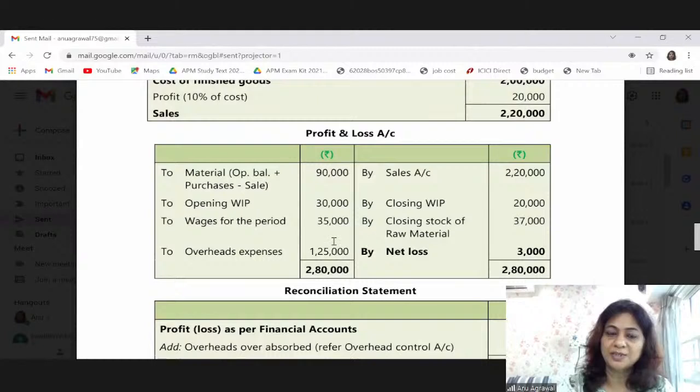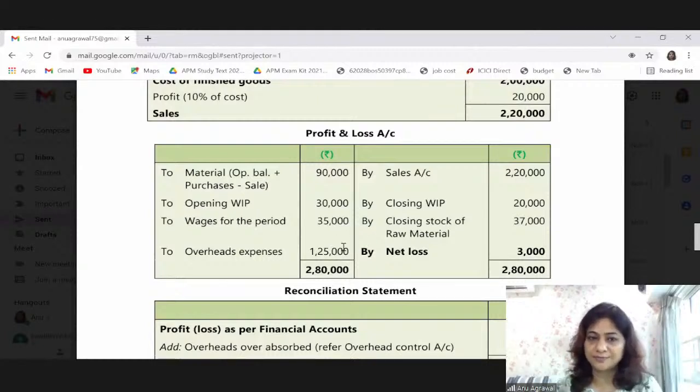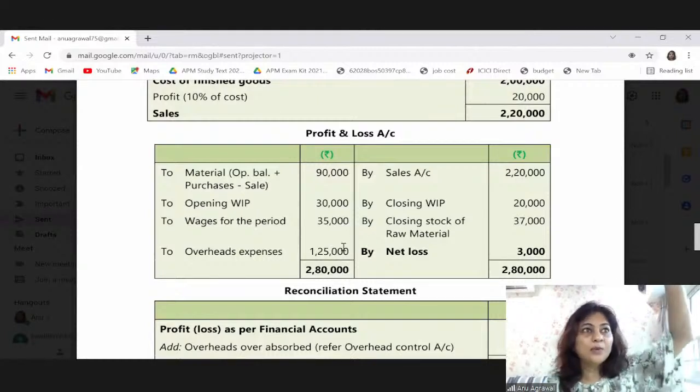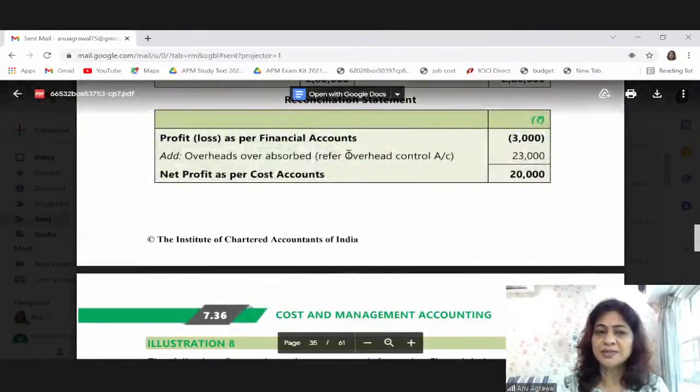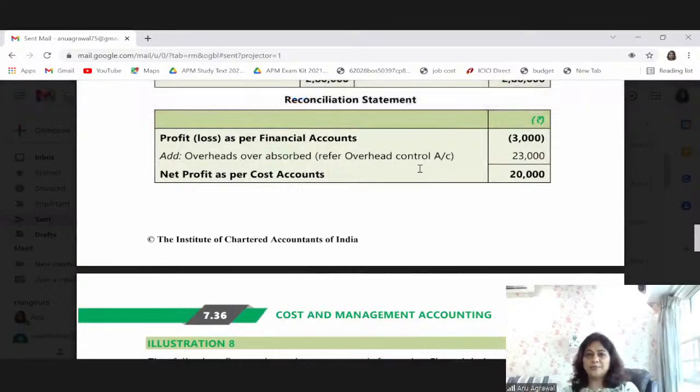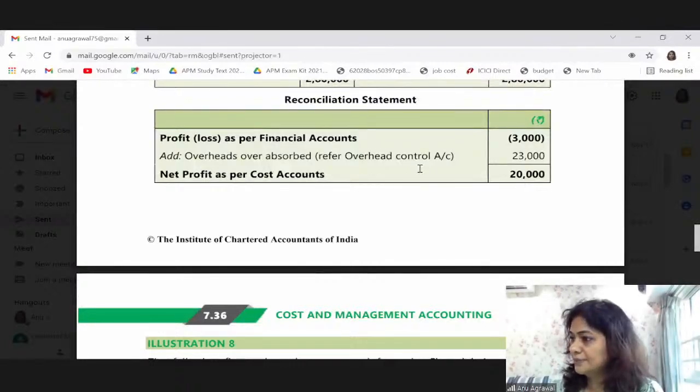Because here I put in overhead expenses just in one shot, 1 lakh. So all that working is required for costing. Here, simple. There's a loss here. I took up how much is over absorbed from the overhead control account, put it here, and I reached up to the profits as per costing. So I hope I'm clear.